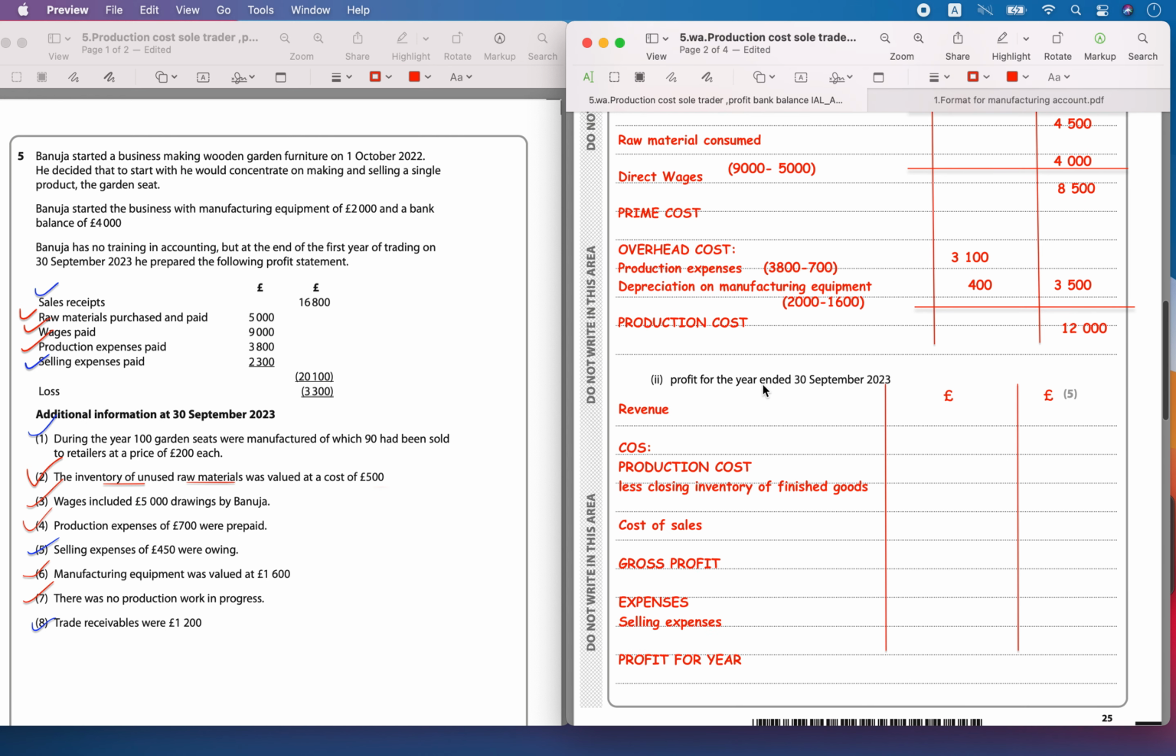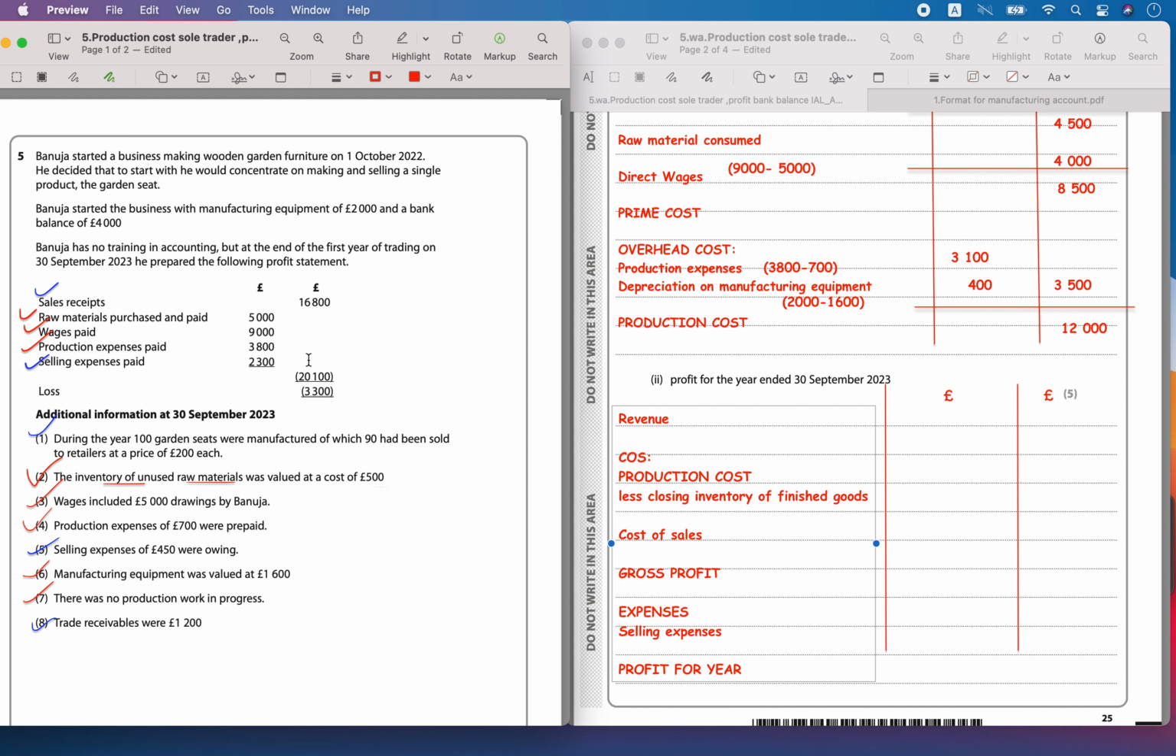Now part 2, profit for the year ended 30th September 2023. So let's start with the revenue. It says that during the year 100 garden seats were made, out of which 90 were sold to the retailer at a price of 200. The revenue earned will be 90 times 200, that is equal to 18,000, out of which 16,800 was through cash and 1,200 was through trade receivables.